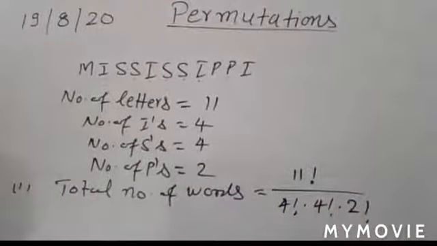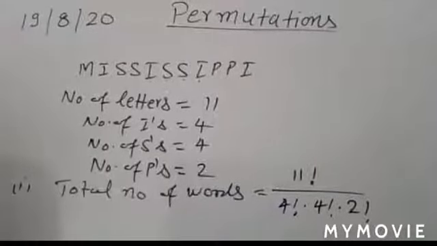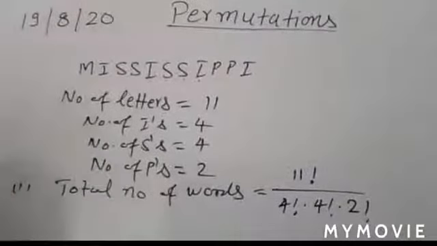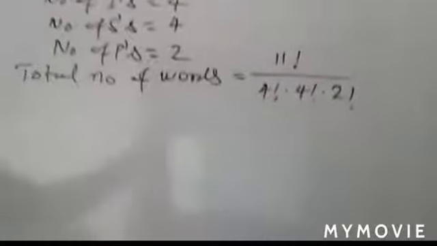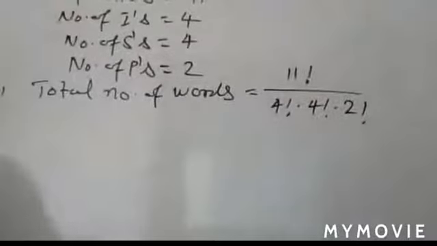So you have to divide by the factorials of the number of letters which occur twice or thrice or in this way. Okay. So you're trying to count it. Yes, simplify it and tell me what is your answer. Just solve it.